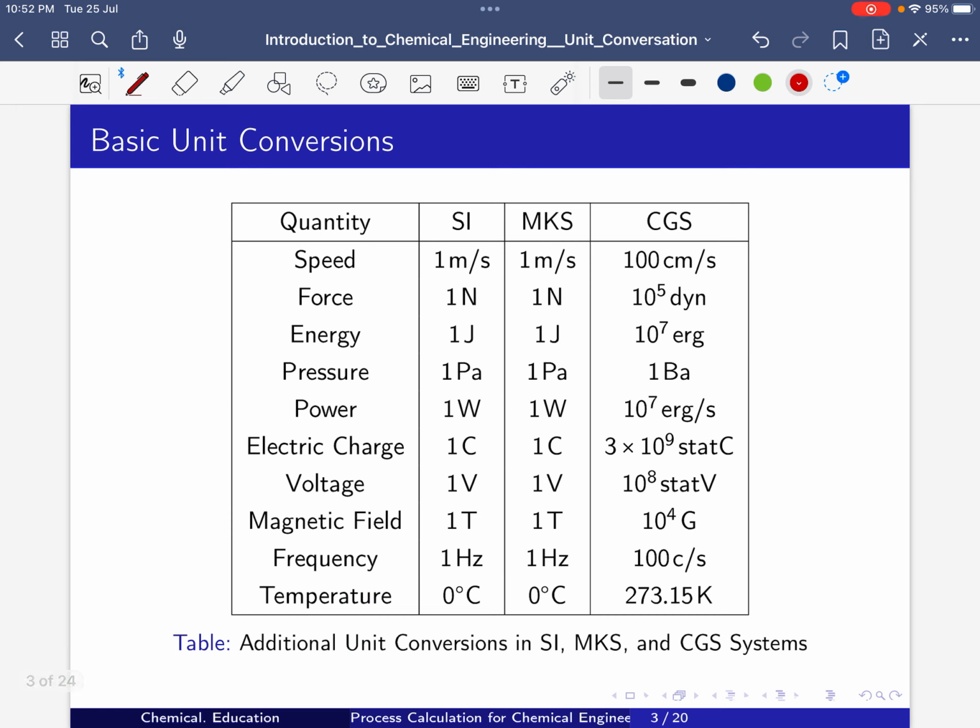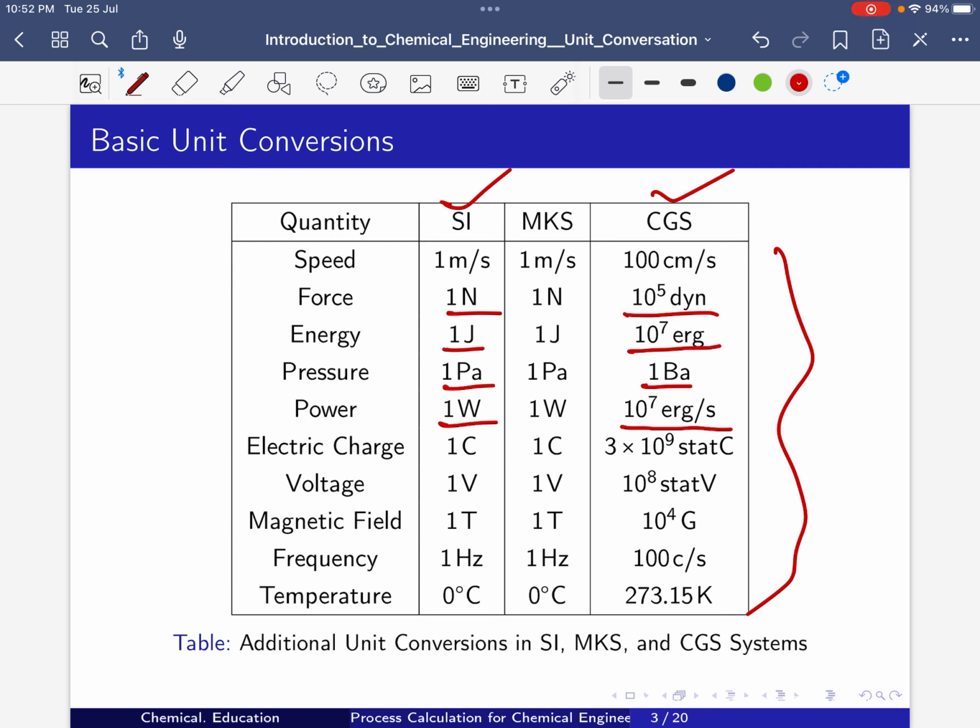Now similarly, speed and force, you have to learn all this by heart. Speed: 1 meter per second, CGS 100 centimeter per second. Force: 1 Newton is equal to 10 to the power 5 dyne. Energy: 1 joule is equal to 10 to the power 7 erg. Pressure: 1 pascal is 1 bar. Power: 1 watt is equal to 10 to the power 7 erg per second. We must know the SI units and the CGS units, and if we know the base unit, we can also convert, and I'll show you how to convert all this.